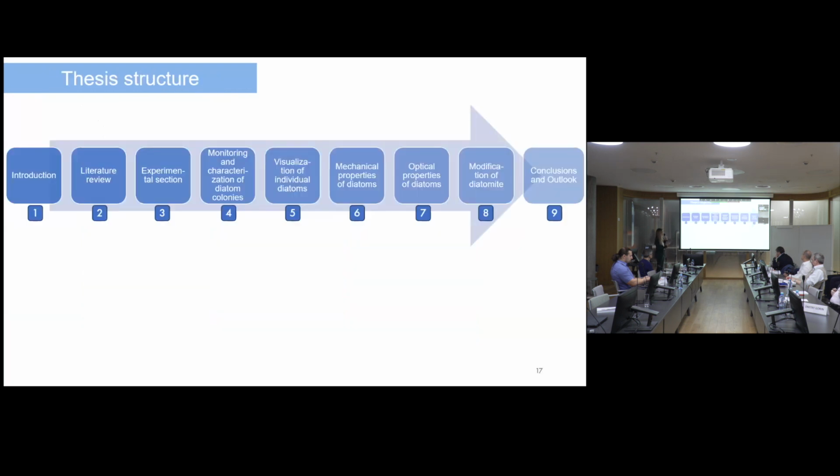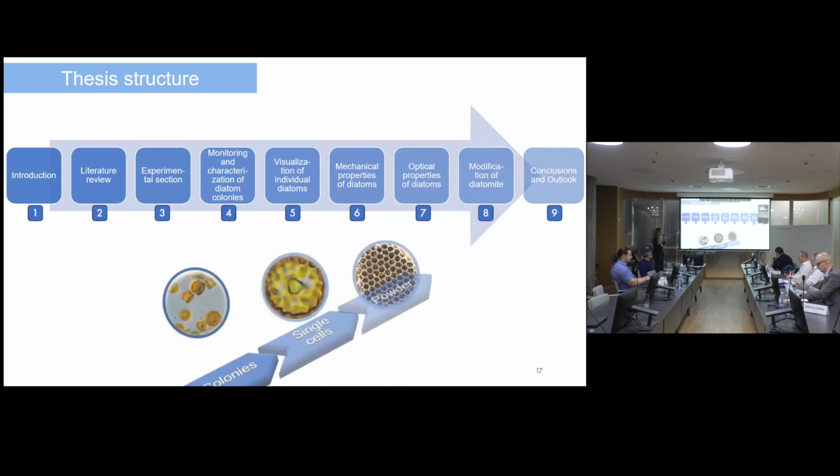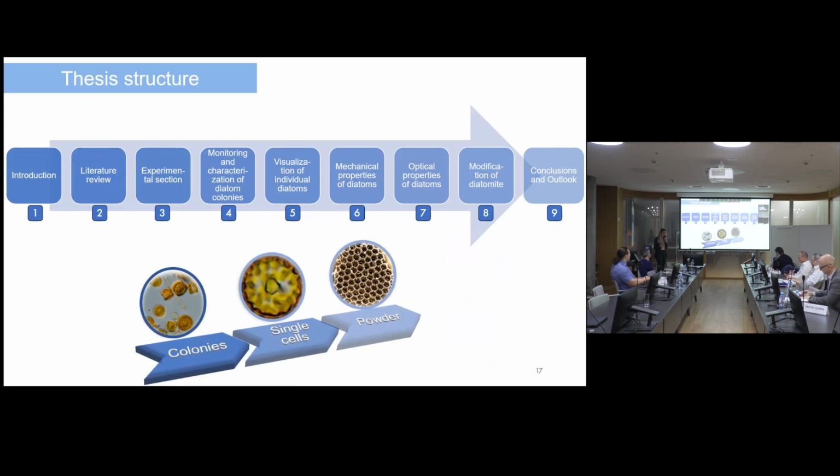diatomite powder. And that brings us to the thesis structure, which I divided into 9 chapters, starting from the introduction, literature review, experimental section, and then going to the main part, which includes monitoring and characterization of diatom colonies, visualization of individual diatoms, mechanical and optical properties, modification, and then finally at the end we have conclusions. You will see this schematic illustration a few more times, as it will indicate at what level we are for easier understanding.